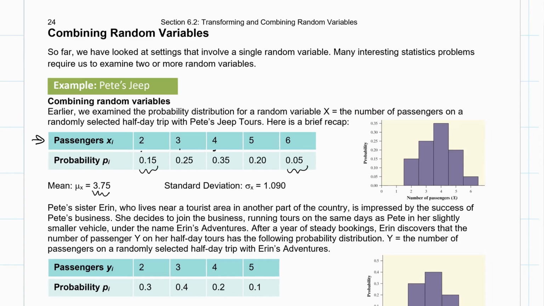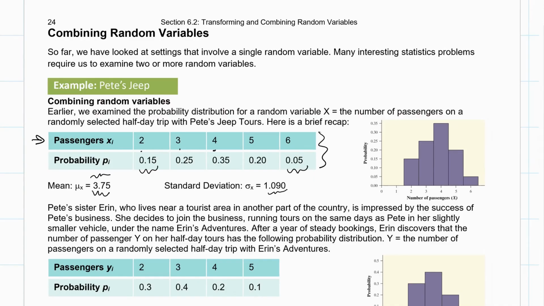And this number represents over many, many Jeep tours, on average, how many passengers does Pete have? We also calculated the standard deviation. That calculation was a little bit more difficult, but we were able to do it based on the numbers in this distribution.